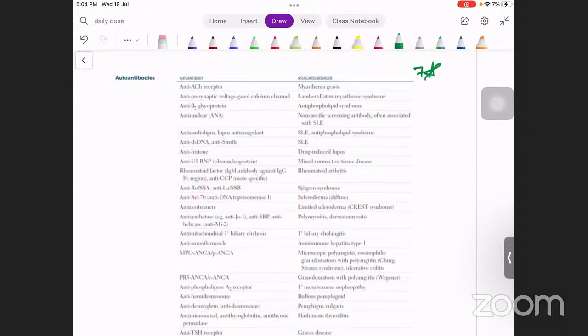This table is a 7-star rated table. You should not miss it. Each and everything is important, people. Anti-acetylcholine receptor antibody is seen in myasthenia gravis.